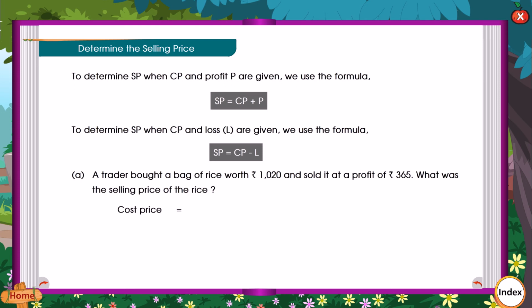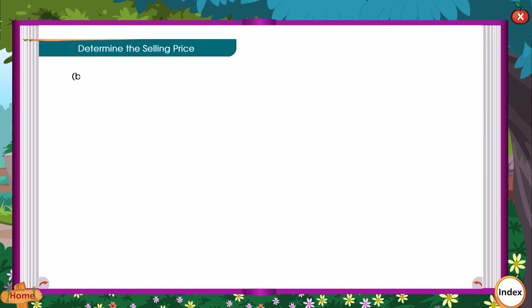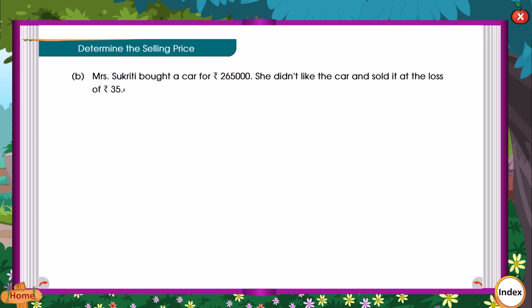Cost price is equal to rupees 1020. Profit is equal to rupees 365. Selling price is equal to cost price plus profit is equal to rupees 1020 plus rupees 365 is equal to rupees 1385. B. Mrs. Sukriti bought a car for rupees 2,65,000. She didn't like the car and sold it at a loss of rupees 35,600. For how much did she sell the car?